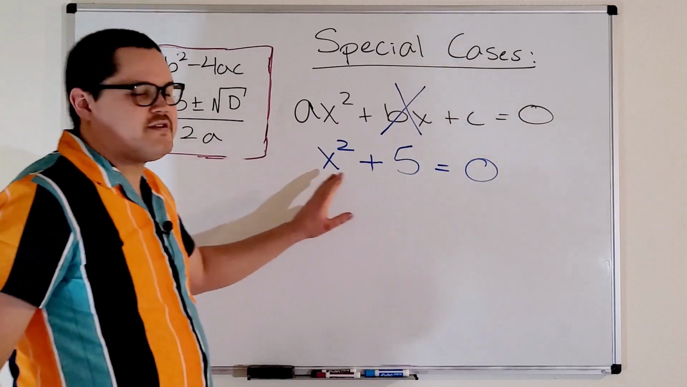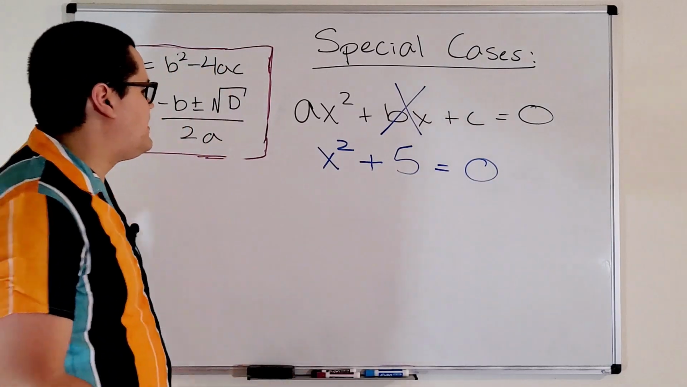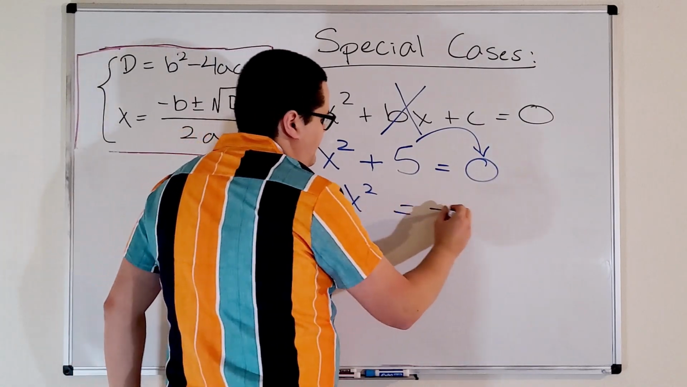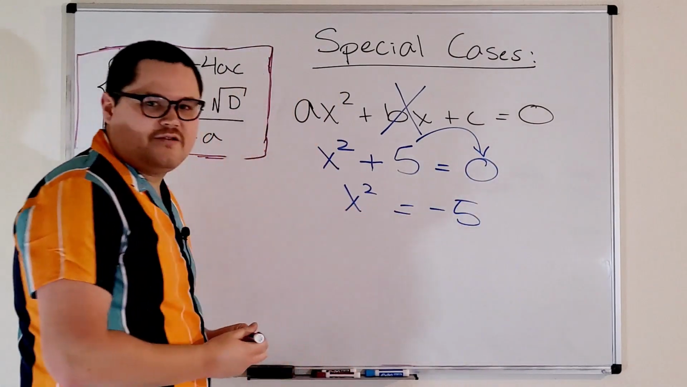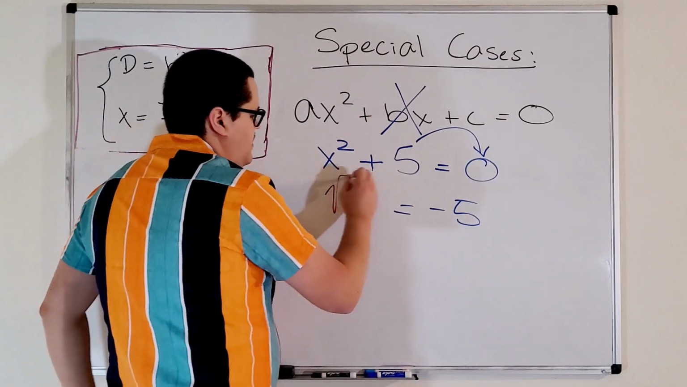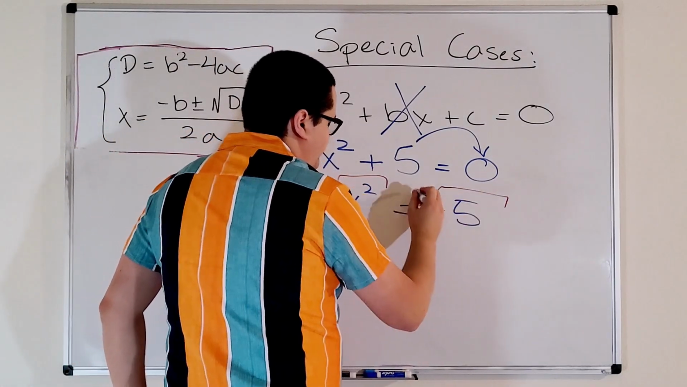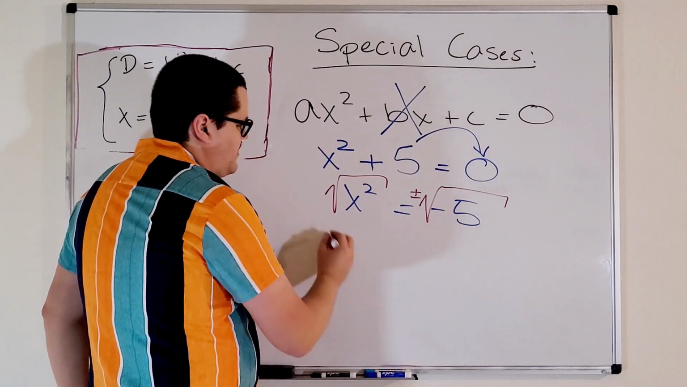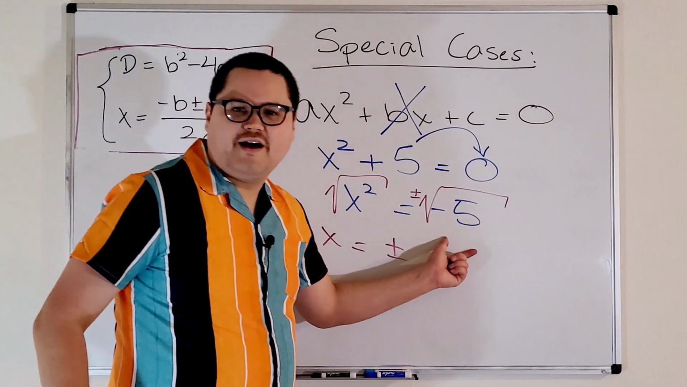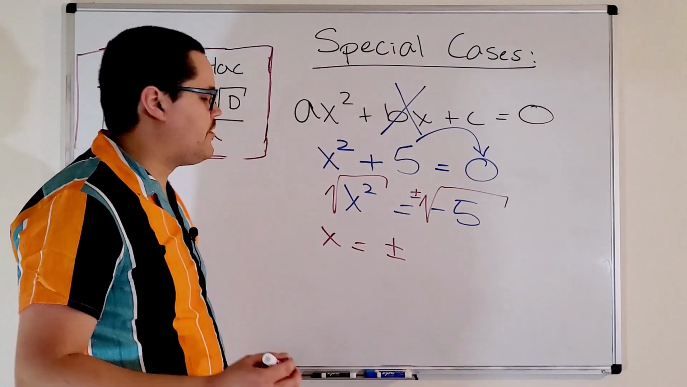So the easiest way to solve an equation like this is just move this to the other side. So we get x squared is negative 5. And then we square root both sides. Don't forget to put a plus or minus out front on the right. So we get x is plus or minus, and the square root of negative 5, we should know by now, is i root 5.